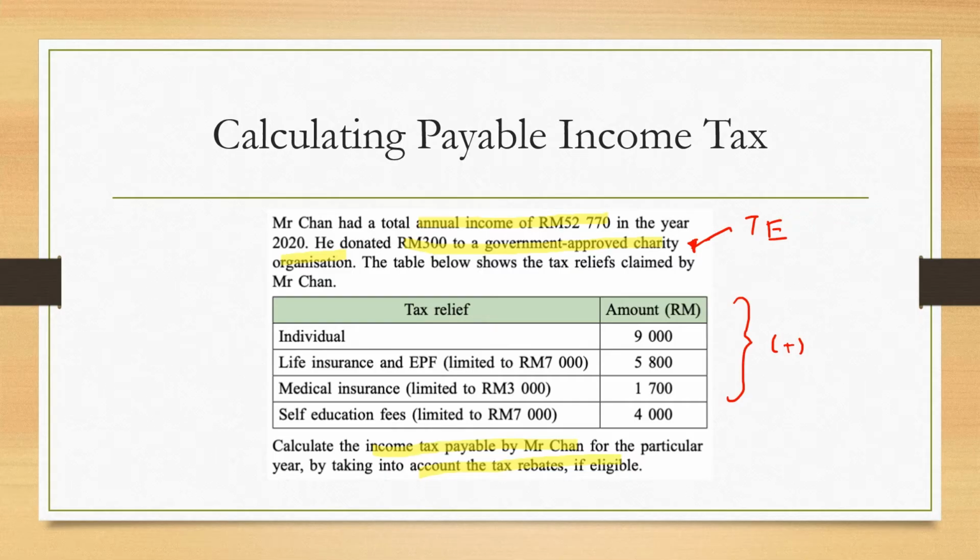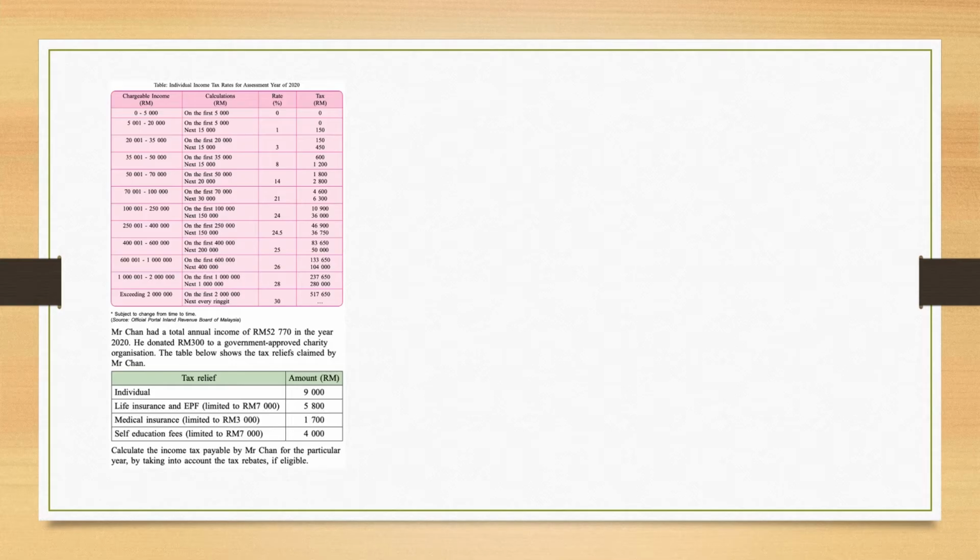So moving on, as you can see here, we've got the table. Somewhat small, again bear with me, I have to try to fit everything in one slide. The question: total income of 52,770 ringgit, donated 300 ringgit to a government approved charity organization, which is your tax exemption, your tax relief figures are right here, and calculate income tax payable, accounting for tax rebates. Your tax exemption is right here. Now first let's look at our chargeable income, one by one, step one.